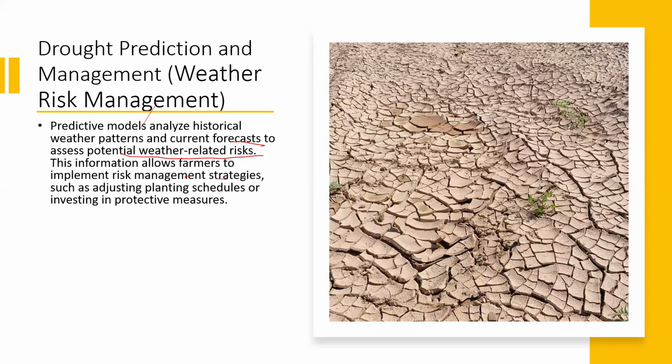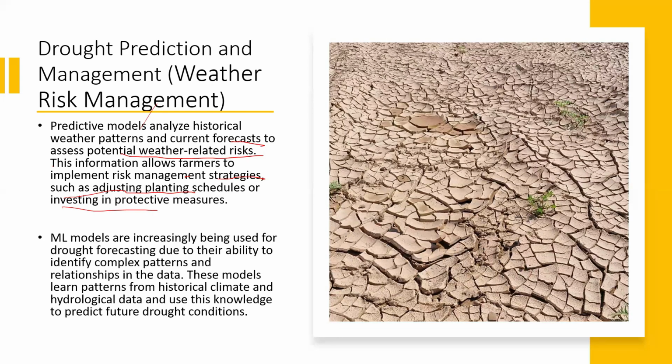Hopefully, with effective deployment of this kind of system, we can implement risk management strategies, such as adjusting planting schedules. We have to adjust our planting schedules, or invest in protective measures, or even use resilient crops. There are some crops that, even when there's a certain drought for a few weeks, can cope. But then we don't plan for it, we never expected it, and then it came suddenly. Then it becomes a disaster.